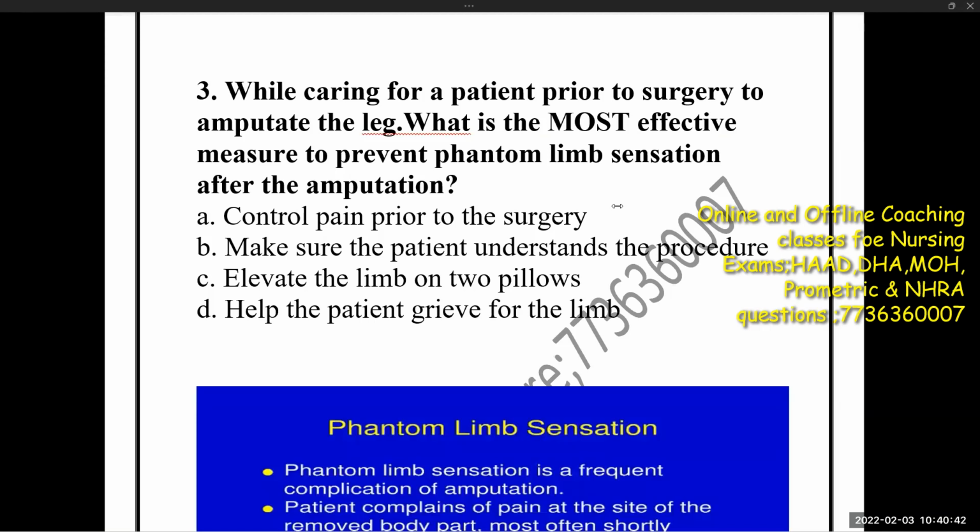Okay, so what is phantom limb sensation? It is a false belief. So it should be reduced by controlling pain prior to surgery. Usually phantom limb sensation, and the patient may complain of pain. Okay, phantom limb sensation mainly comes with tingling sensations and pain. Okay, fine. So the answer is A. Next question.